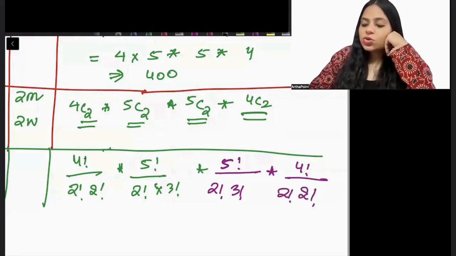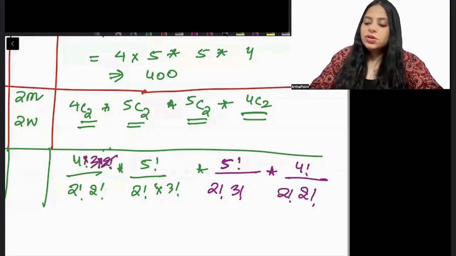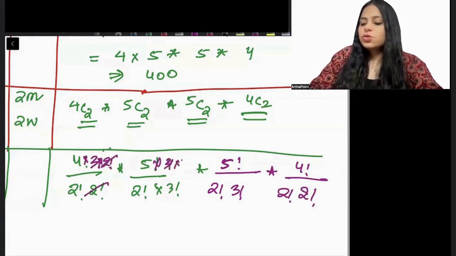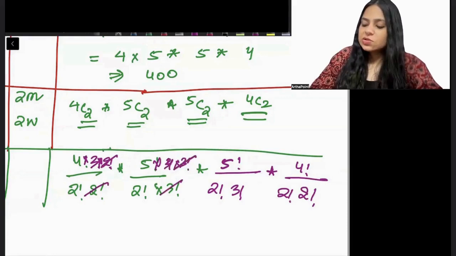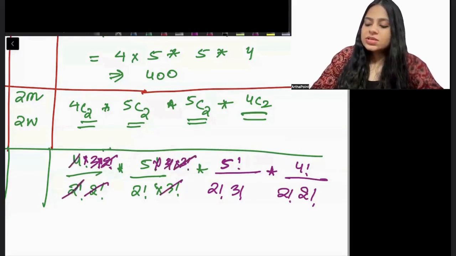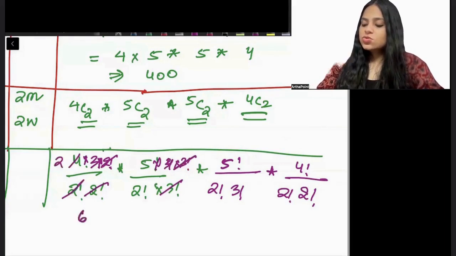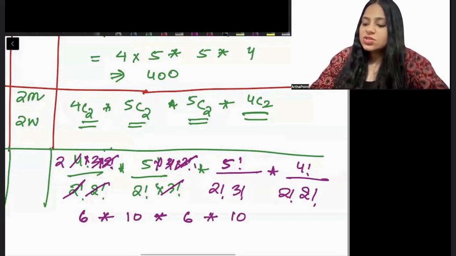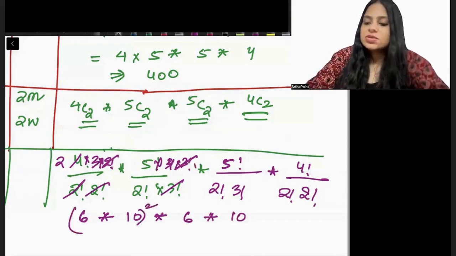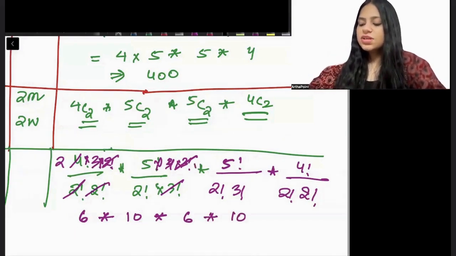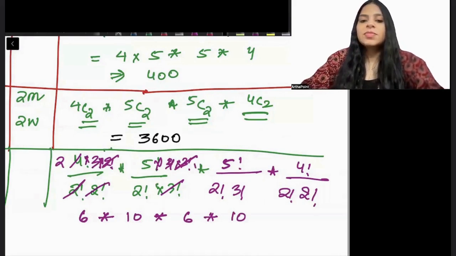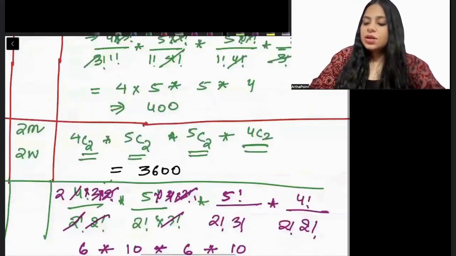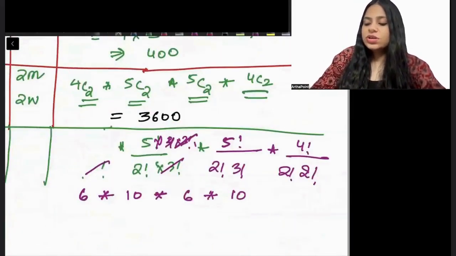So this is going to be 4 into 3 into 2 factorial, 5 into 4 into 3 factorial. So this and this will get cancelled off, and here you will be getting 2. So this is going to be 6 into 10 into 6 into 10. I mean, not multiply with 2, I should have said I'm just squaring this thing. It will give me the same answer. So this is going to give me the answer as 3600. This is going to be the third part to it. Now, I need to take more cases here.